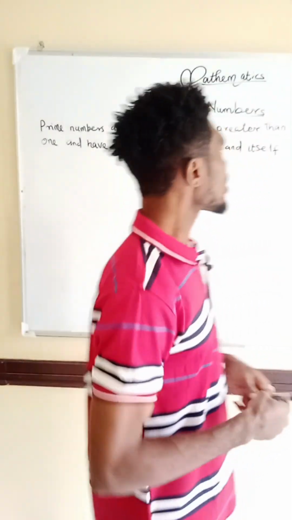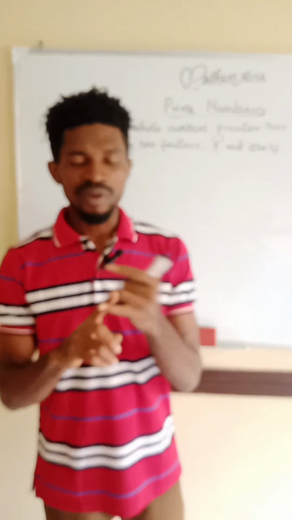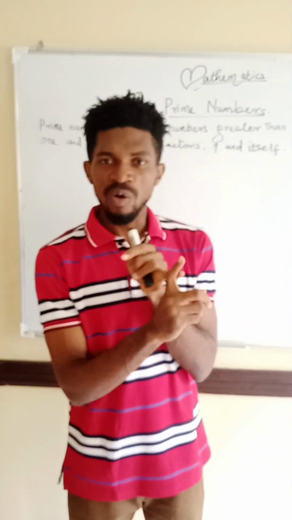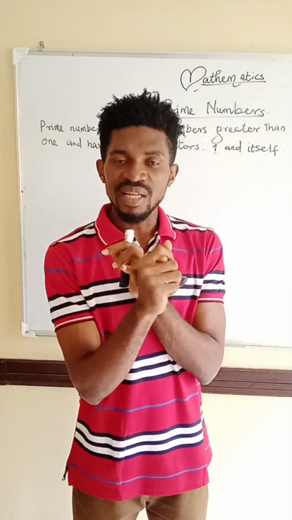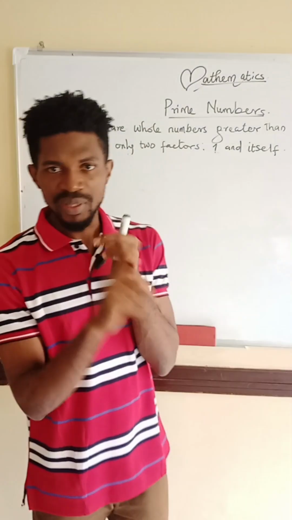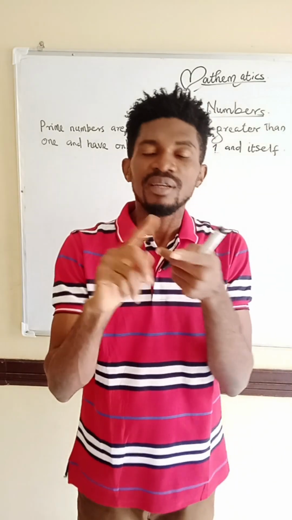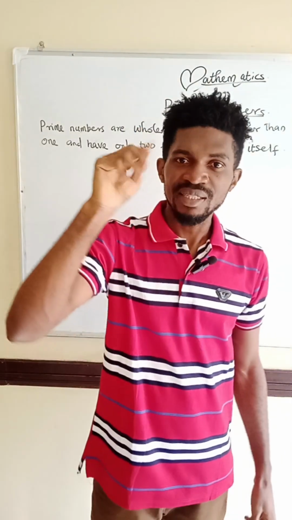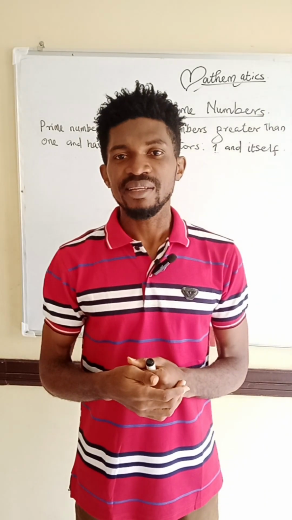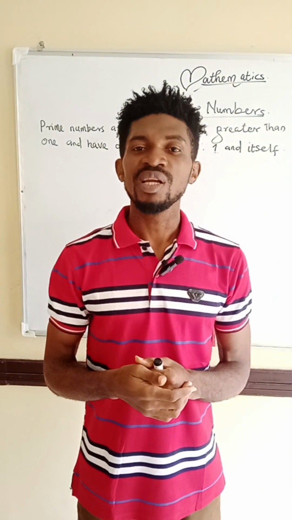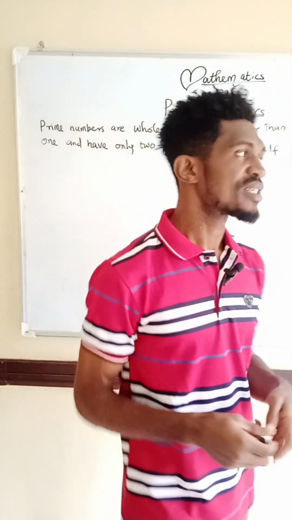Okay, so let's go. So what is a prime number? Prime numbers are whole numbers. One of the properties is that it is a whole number, a natural number, and it is greater than one. Another property, two: it has only two factors. Property three: the factors are what? One and itself. That is, if 3 is a prime number, it only has two factors, which are 1 and 3, that is, 3 itself. So that is that. So let's go.